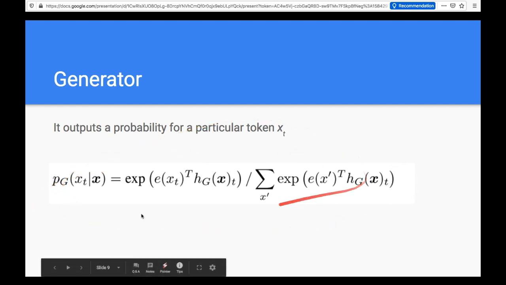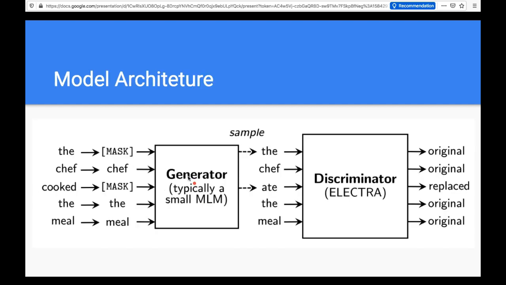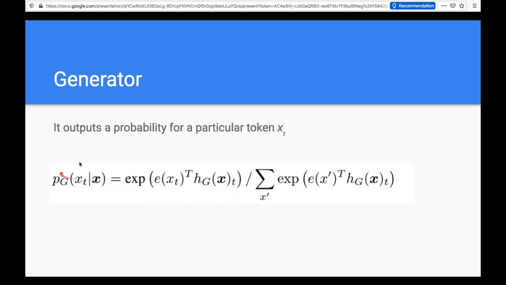If you want to formalize this, the last layer is a softmax, and the search space is your whole vocabulary. Let's say we have a 50,000-word vocabulary, and the generator tries to predict which word is most likely from those 50,000. For this position the answer is "the", and for this one the answer is "at". So it's just a very basic language modeling technique.